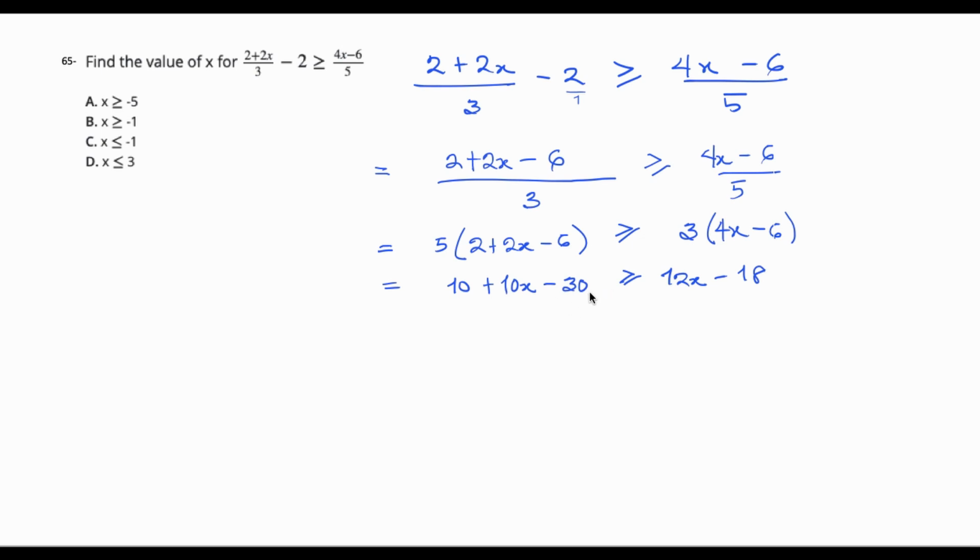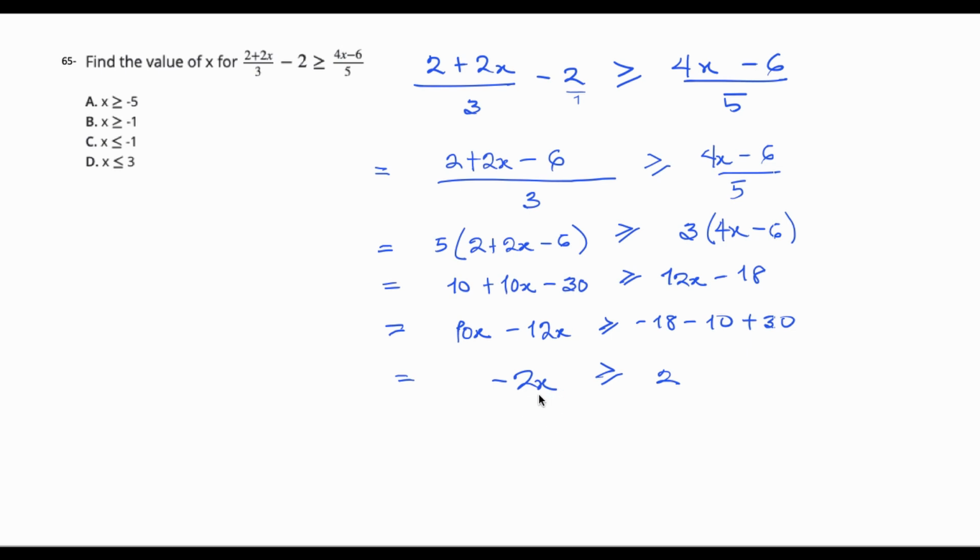Now we can go ahead and collect like terms. If we send all the x's to the left side, in this case this is 10x. If we bring this over here, that will be minus 12x. And on the right side, we have minus 18, which is what we have here. Then we bring 10 to this side, that will be minus 10 when it crosses over. And minus 30 becomes plus 30 when it crosses over. So 10x minus 12x will result in minus 2x. And this is greater than or equal to minus 18 minus 10, which is minus 28, plus 30, that's equal to 2.